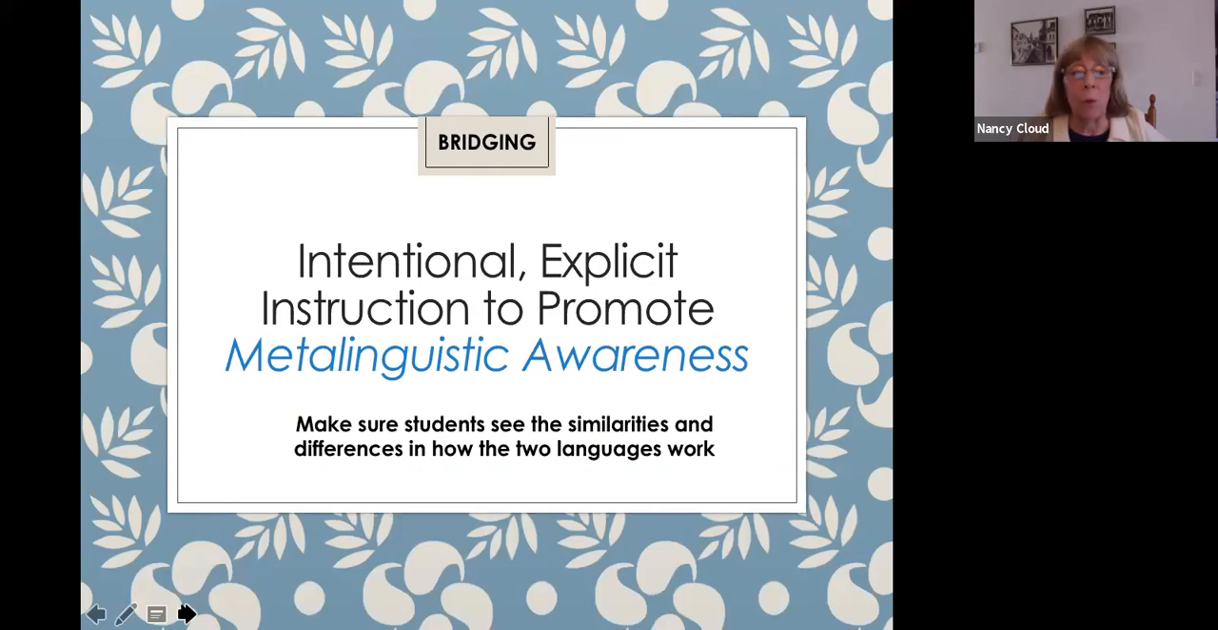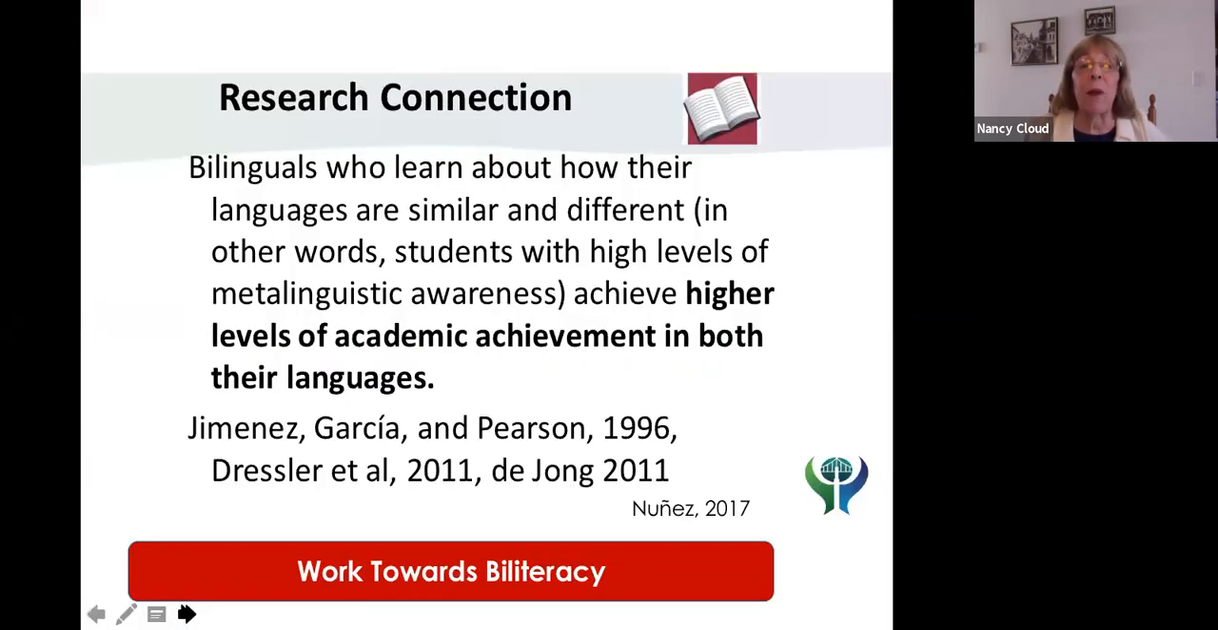And one of the things we really want kids in our dual language and bilingual programs to start developing is metalinguistic awareness. What does that mean? It means understanding how the two linguistic systems work. Oh, Russian does it like this, but Spanish does it like that. Oh, Haitian Creole uses this type of punctuation, but English only uses this kind of punctuation. We want them to understand those differences. That's why we're doing the breakout groups.